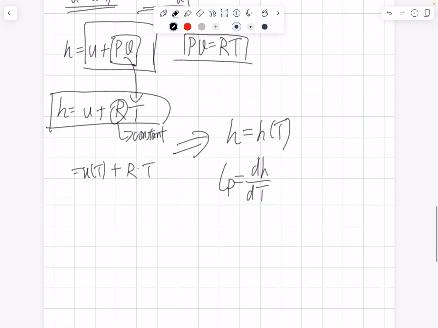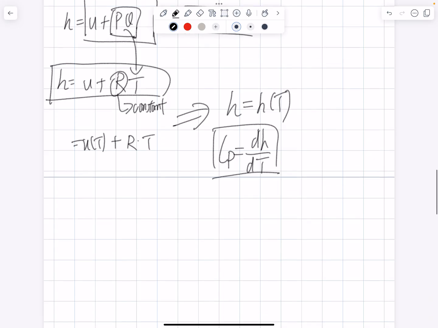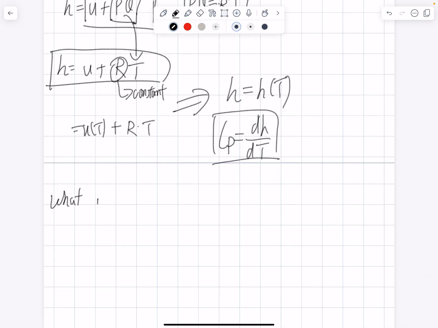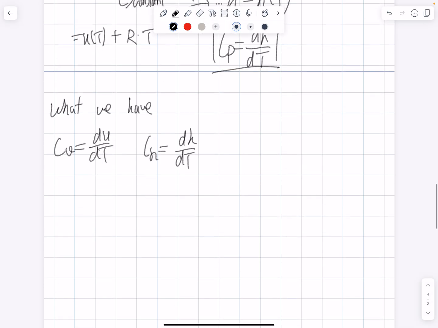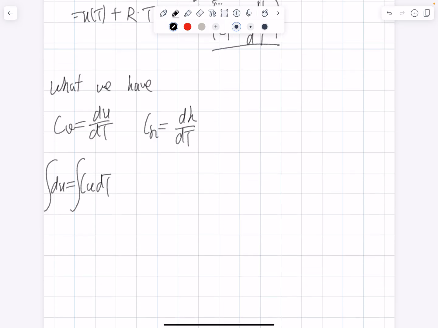And this is perfect for us because now we have C_V equals dU/dT from the experiment, and we have C_P equals dH/dT from the derivation up here. Now we just take the integral. Well, there's one more step. We move it a bit, do a little algebra, dT, and now we take the integral.